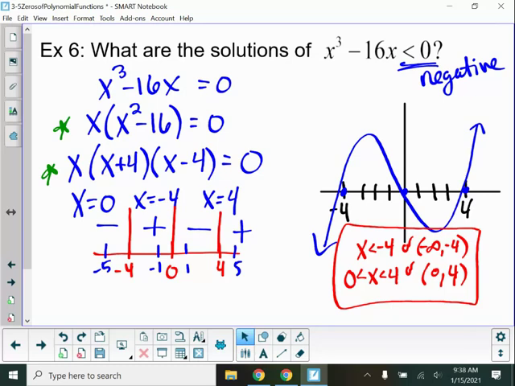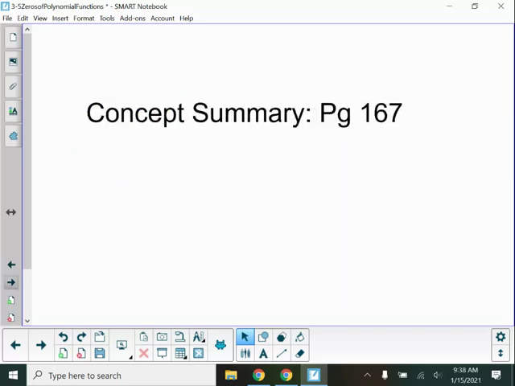And again, it's helpful to know where your graph is negative or positive. It helps to give you a good idea of how to actually go through and sketch that out. So there is a concept summary in your book on page 167. Again, you can get to that in the electronic version of the textbook, or if you signed out a print copy of the textbook, you can look in that as well.